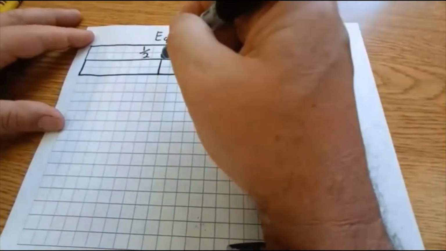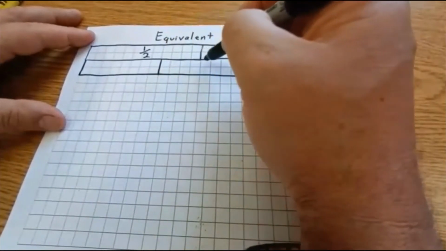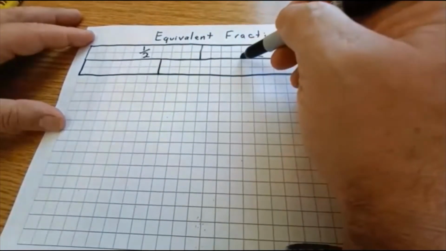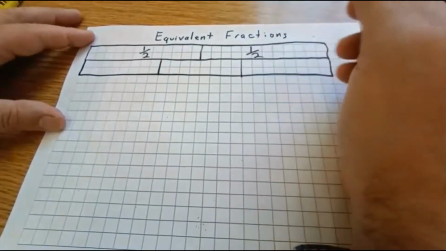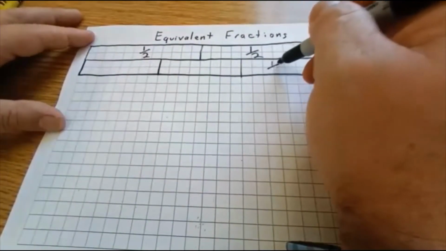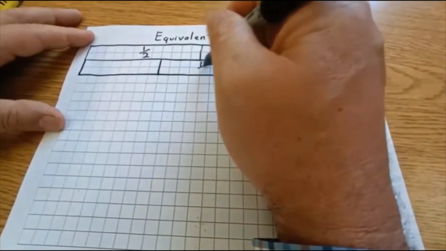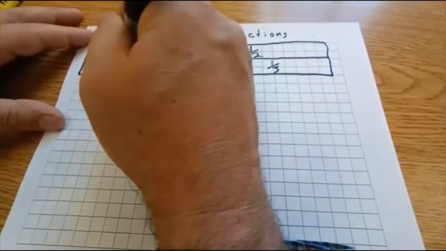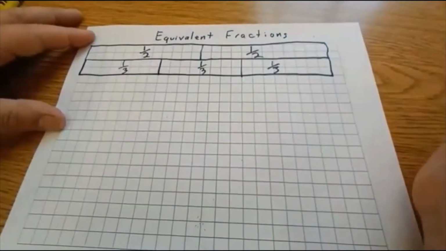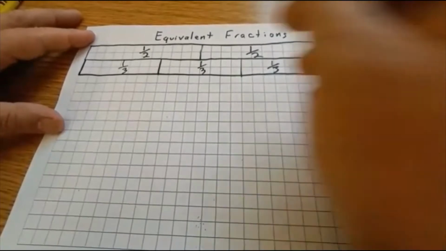It's going to be my first third. 1, 2, 3, 4, 5, 6, 7, and 8. That's my second third, and my third third's over here. So this is 1/3, and that's 1/3, and that's 1/3, and all of them together equals 3/3 or 1 whole.